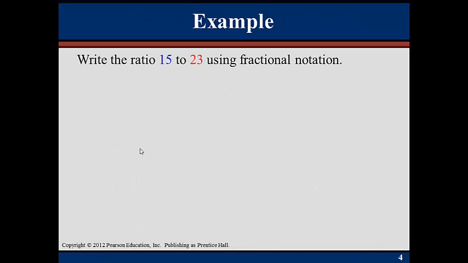So here's an example. It says write the ratio 15 to 23 using fractional notation. Well, the first number we have is 15, so it goes in our numerator. The second number is 23, so it goes in our denominator. And we have 15 over 23, or 15/23.